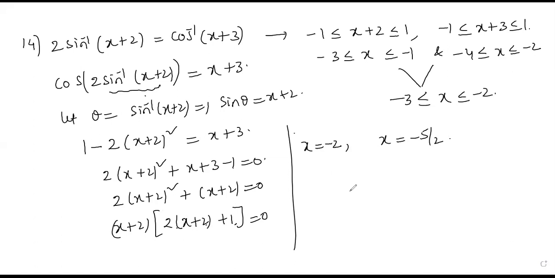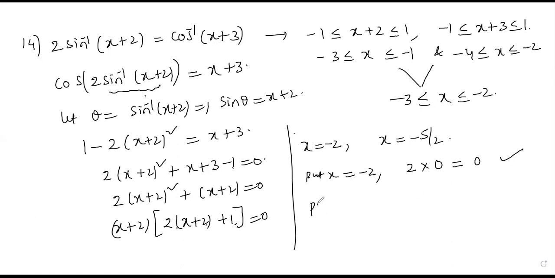So we have to verify among these two which will satisfy. If you put x is equal to minus 2, LHS we get 2 into sine inverse 0. Sine inverse 0 is 0. And RHS, minus 2 plus 3 is 1. Cos inverse 1 is 0. So it satisfies.